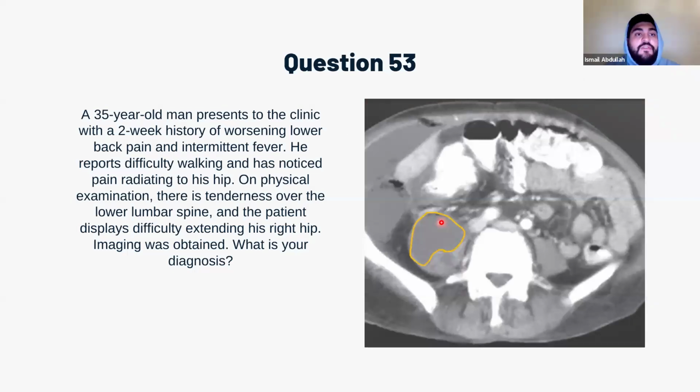Okay. So a 35-year-old man presents to the clinic with a 2-week history of worsening lower back pain and intermittent fever. He reports difficulty walking and has noticed pain radiating to the hip. On physical examination, there's tenderness all over the lower lumbar spine, and the patient displays difficulty extending the right hip. Imaging was obtained. What is your diagnosis?